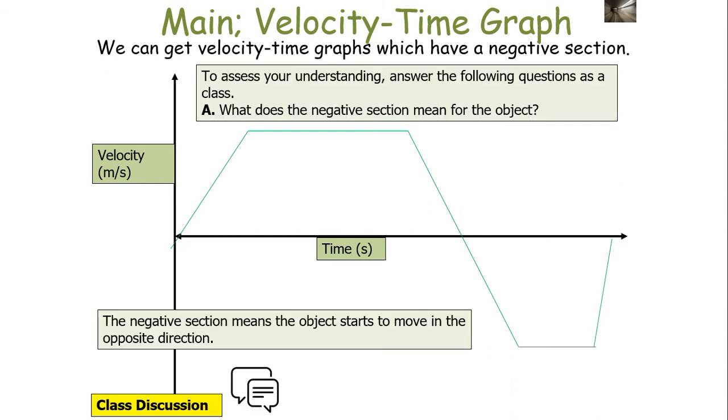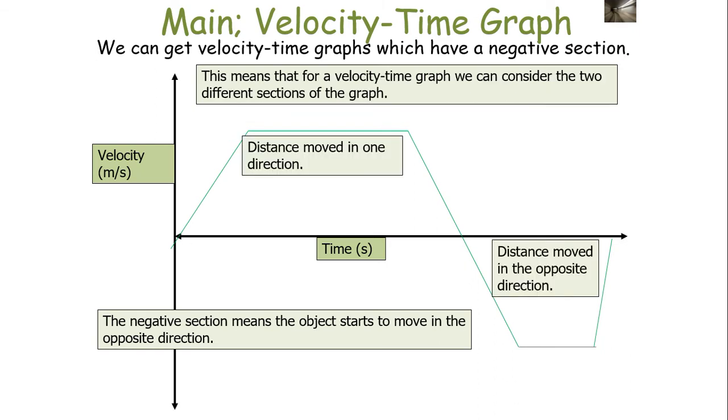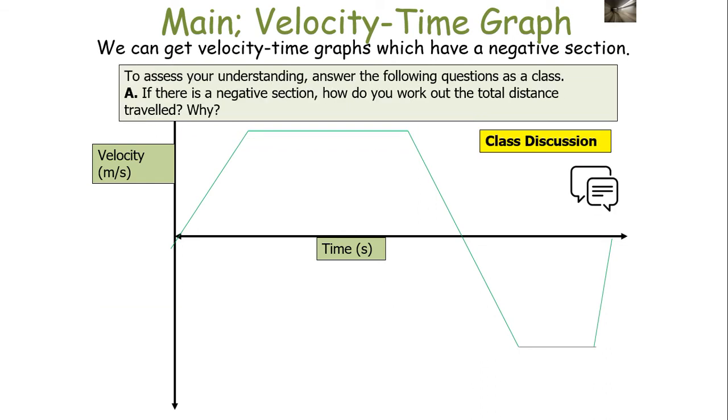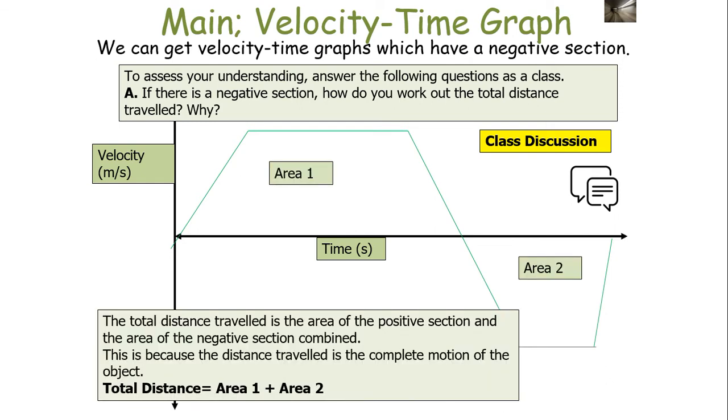So we've got a negative idea because the object's moving in the other way to where it was originally. So you've got the distance moved in one direction and the distance moved in the opposite direction. So we've got the positive displacement on one side of the axis and the negative displacement on the other side of the axis.